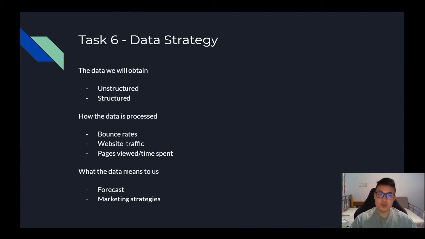Now that we understand the use and purpose of data, the method in which we choose to analyze these data types is equally important in determining how we implement our strategies. Some examples of the metrics we will use are bounce rates, website traffic, as well as pages viewed and time spent on those pages. Bounce rates mean customers who visit the website and leave without viewing any other pages. It helps us understand which users have no interest in our product, which also notifies us into creating a potential marketing strategy for those target markets.